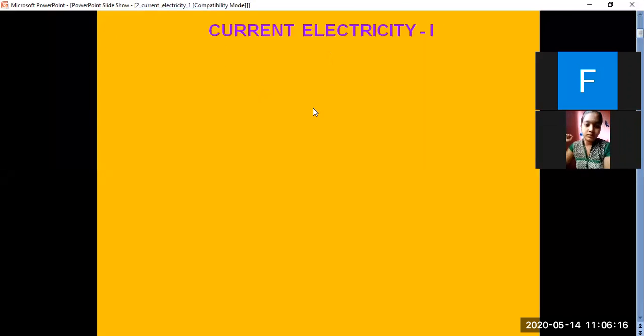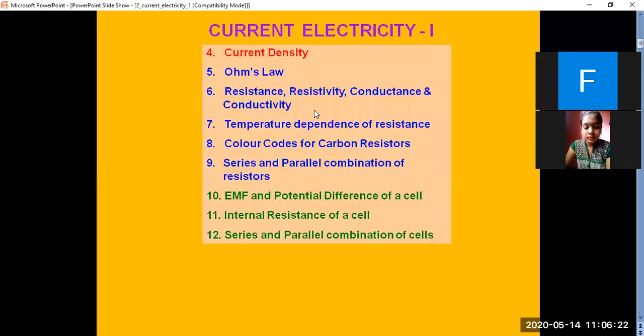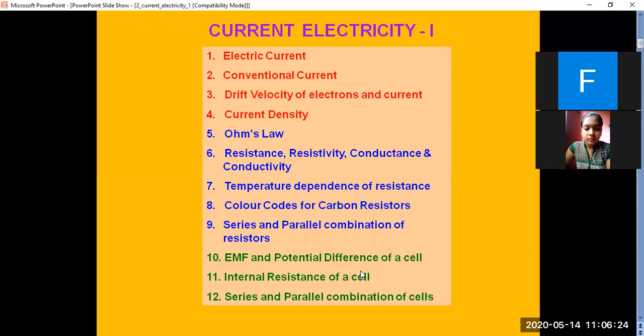So current electricity is the third chapter of yours. In this chapter, we are going to learn 12 important points. I will share this window with you through WhatsApp. Apart from what is there in the slides, if you want to note down anything, you can write it down on your paper. These slides, we will be sharing with you.